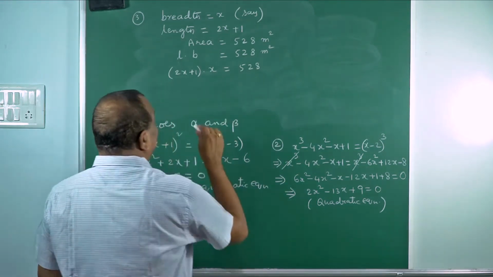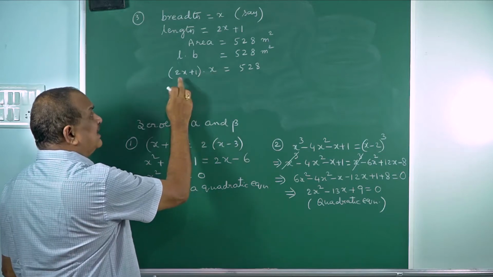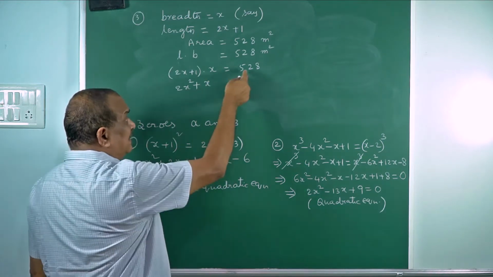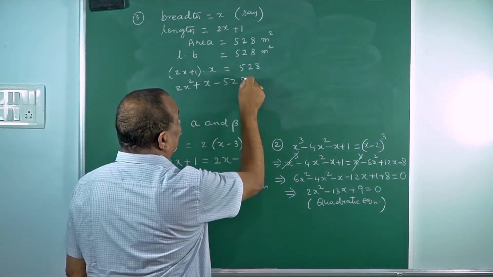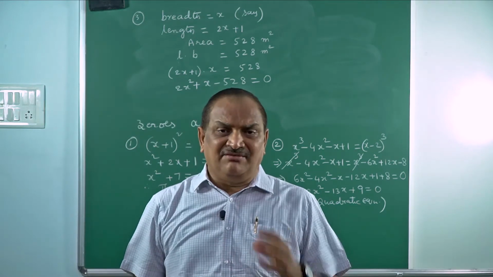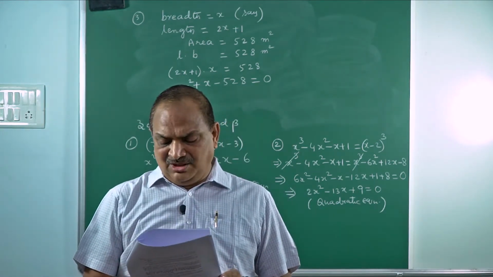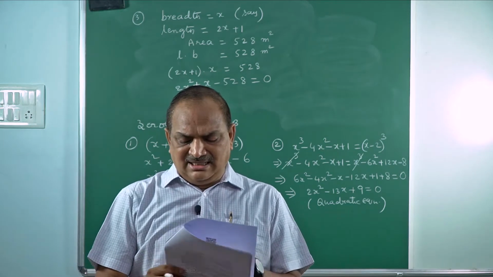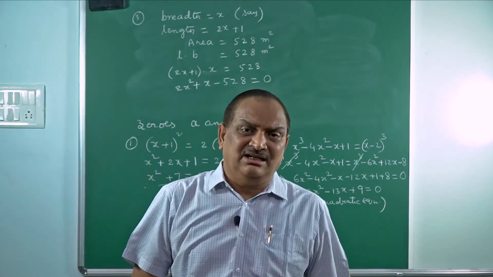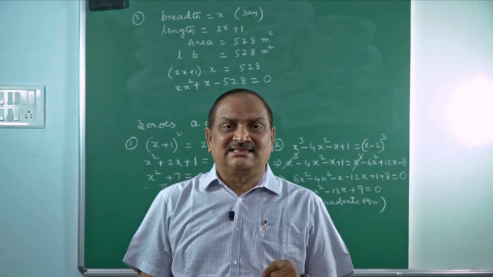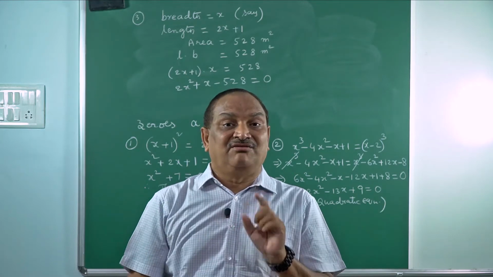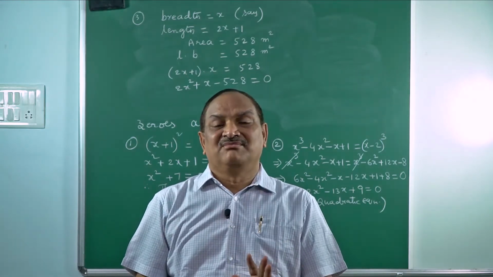Now let us form the quadratic equation. x times 2x is 2x square, x times 1 is x. Bring this 528 this side, is equal to 0. So this is the quadratic equation of the given condition. Now if we need to find the length and breadth of the plot, and if you solve this quadratic equation, we are going to get it. But right in this exercise, it's not necessary for you. He's just asking, represent the following situation in the form of a quadratic equation. Quadratic equation has come, so you can stop it.